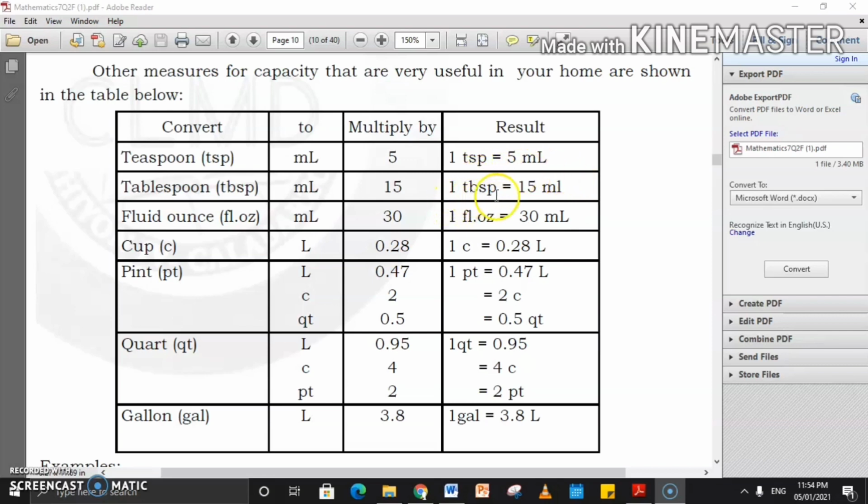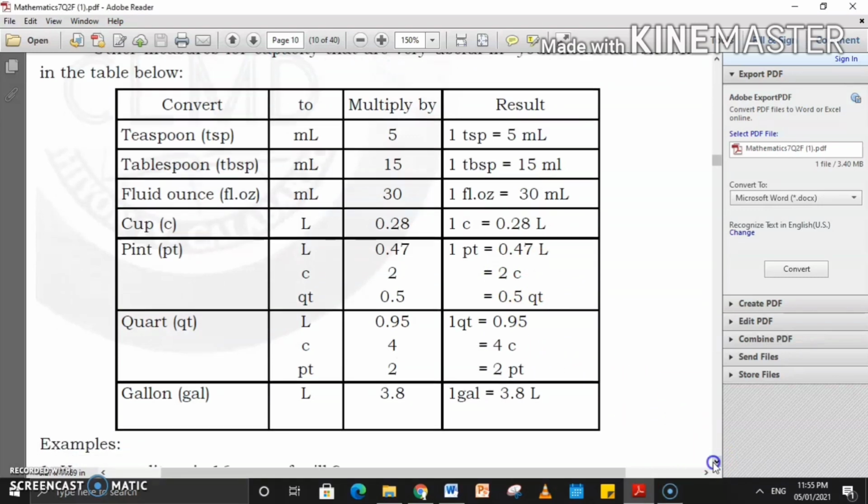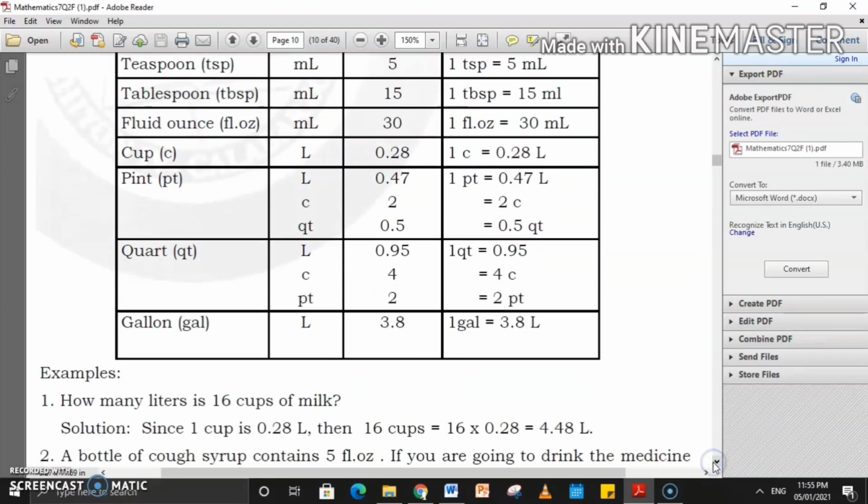And then 1 tablespoon is equivalent to 15 ml. 1 fluid ounce is equal to 30 ml. Okay, 1 cup is equal to 0.28 liters. 1 pint is equal to 0.47 liters and so on. Ayan. Tatandaan nyo lamang ang mga ito. So, halimbawa, ito. Example tayo ng conversion.